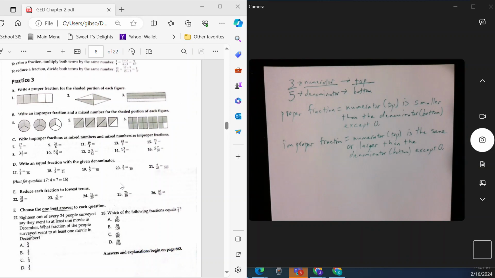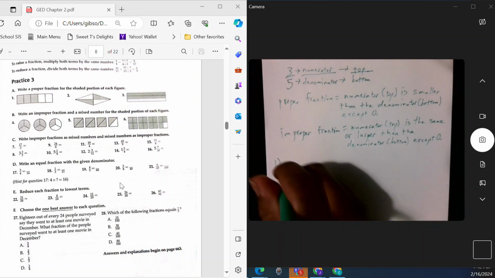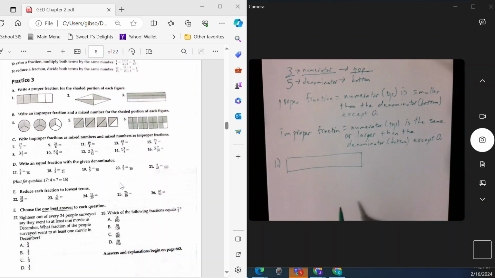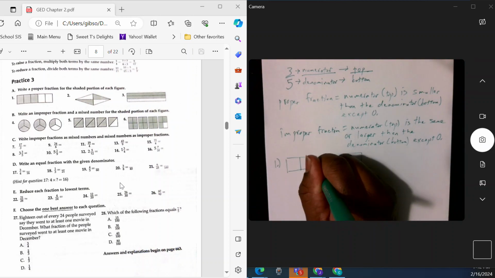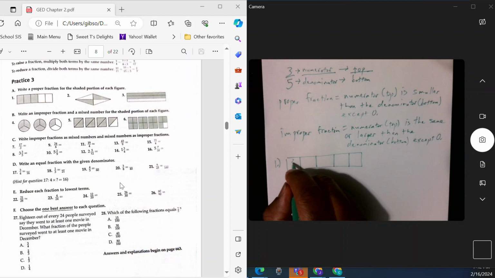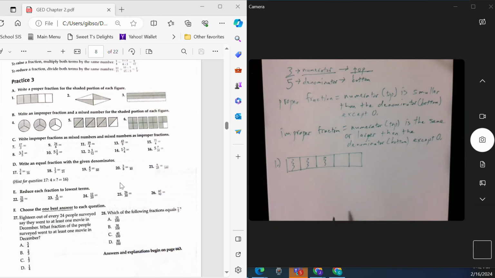Now, it says here for A, write a proper fraction for the shaded portion of each figure. I cannot draw the shaded figure, but I'm going to do a representation of it, because if I try and shade these figures in, that's going to take up my marker. And I want to be able to use my marker for more than just one lesson. So I'm just going to draw a squiggly line in here, which lets you know that these three are shaded. It represents problem number 1.